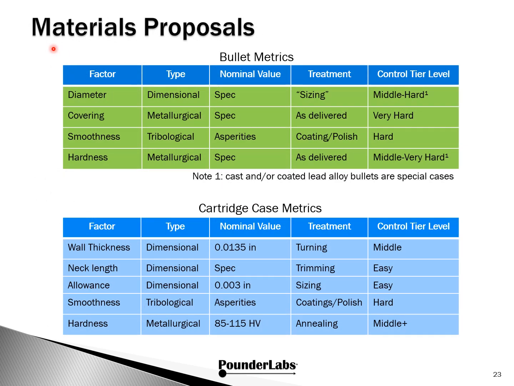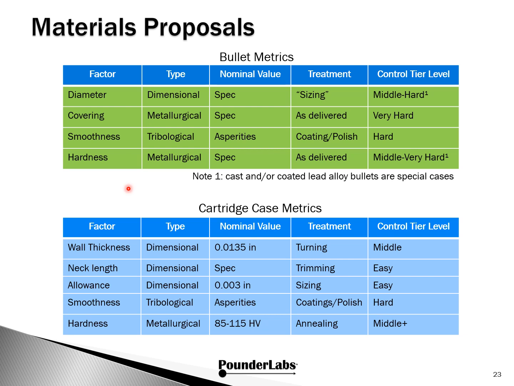Let's take a look at what we've learned about seating from the standpoint of materials. Let's do the bullets first. In this table, we look at the factors, what kind that it is, what would be typical values, what kind of treatment we would work with in reloading, and what we mean by a control tier is just how much control we have over that.